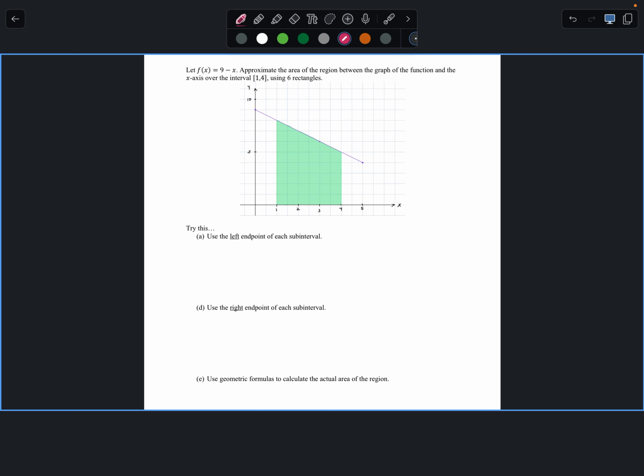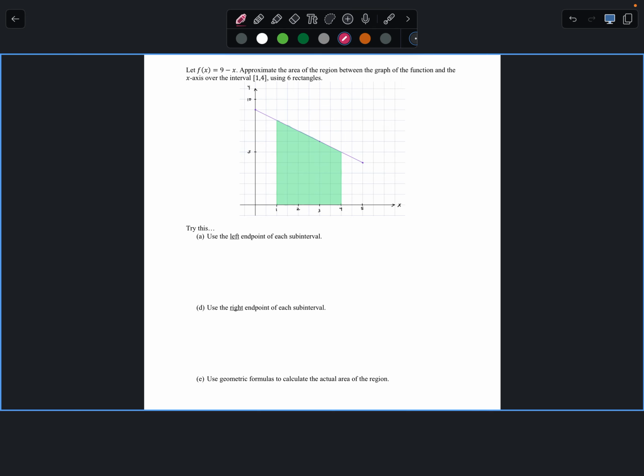It says 6 rectangles for this one. Okay, fine. Did you guys read how many rectangles you're supposed to use? 6 rectangles. What is the interval? What is 4 divided by 6? Wait, why are they making us do that?